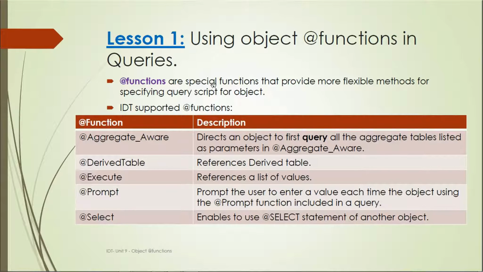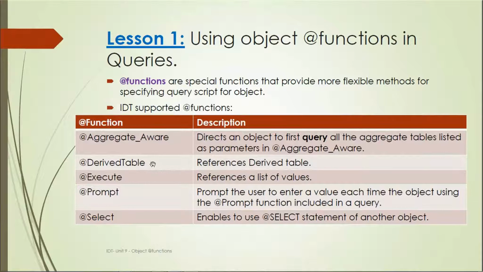@ functions are special functions that provide more flexible methods for specifying the query script for an object. There are different ones like @Select, @Where, @Variable, and @Aggregate_Aware. So this is the list of the functions. The first one is @Aggregate_Aware. It directs an object to first query all the aggregate tables listed as parameters. So in the aggregate aware function, we list the tables which should be processed first, so that it will improve the query performance.